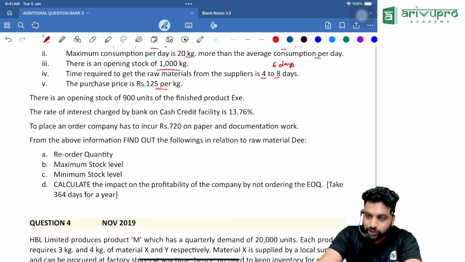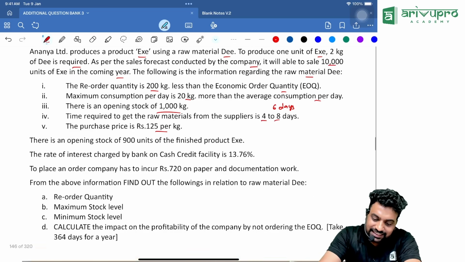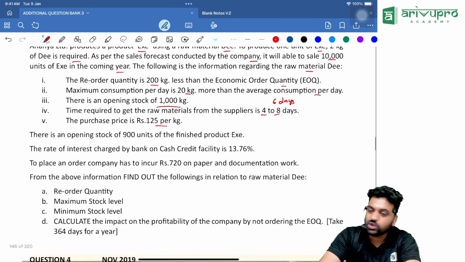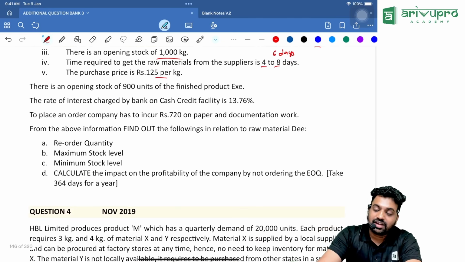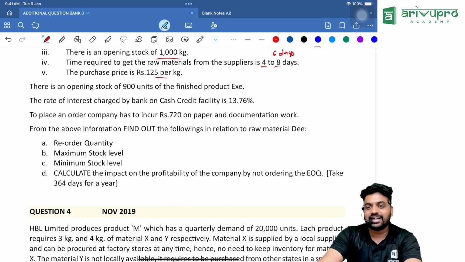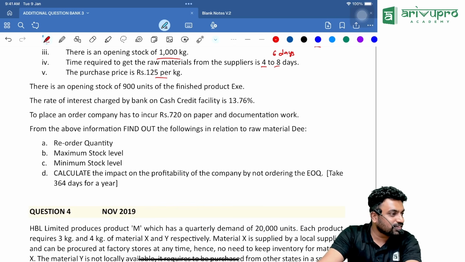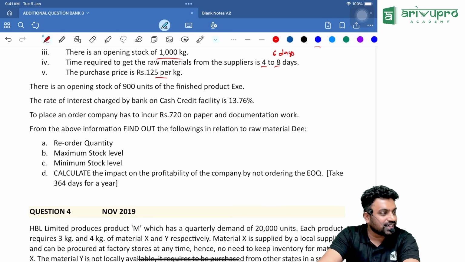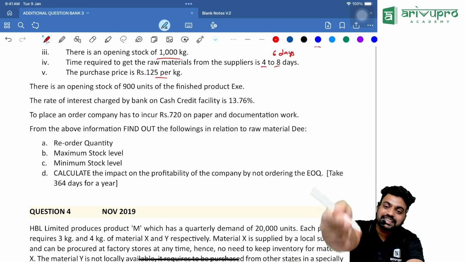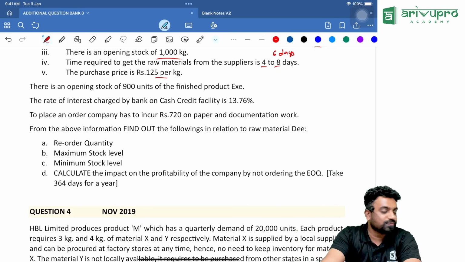No. Now my question is, of course you are anticipating sales of 10,000. No doubt in that. Is there any necessity for you to produce 10,000? Opening 900 is there, no? All you have to produce is 9,100. Raw material you are required to consume is 18,200. Raw material you are required to purchase is 17,200.